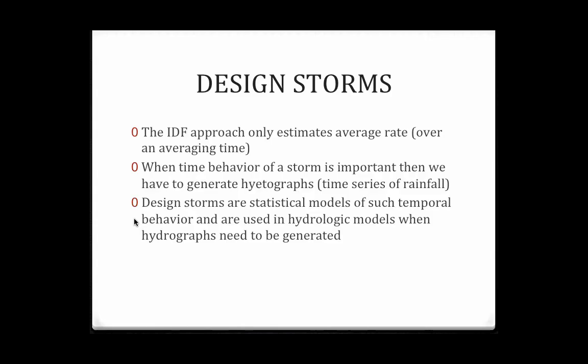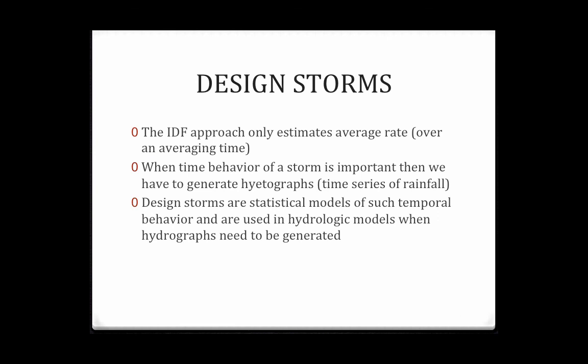All right, so once we can estimate the intensity, that's good. But sometimes we're also interested in how that storm behaves as time progresses. So that 4 inches over 4 hours, do we really expect it to be 1 inch an hour for 4 hours? Or is it maybe like 3 inches an hour for 10 minutes and then whatever the rest is dribbling along? And the answer is yes, it is something different than what we expect. When the time behavior of a storm is important, we have to use something called a design storm.